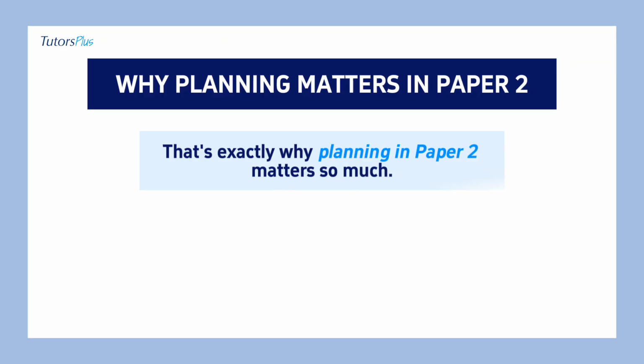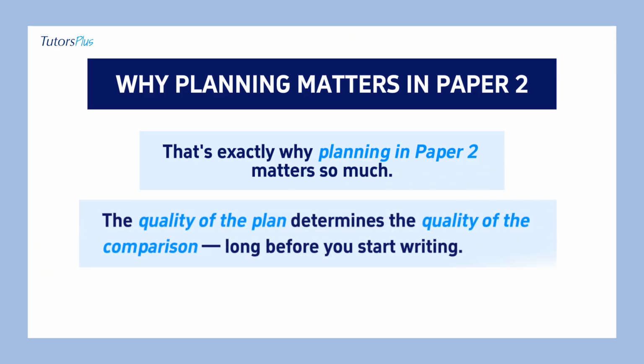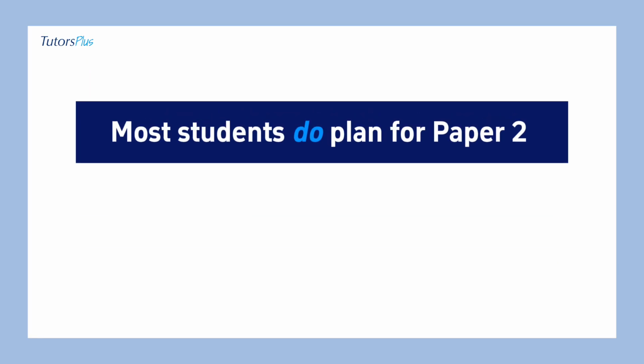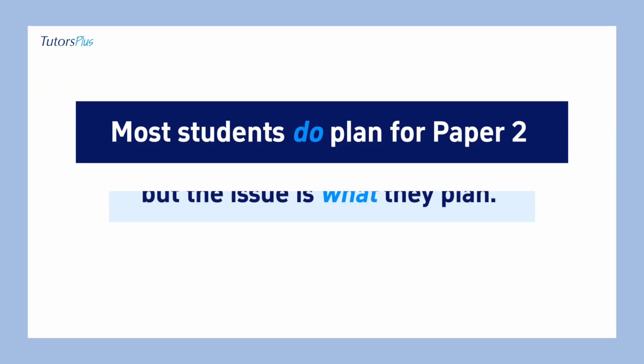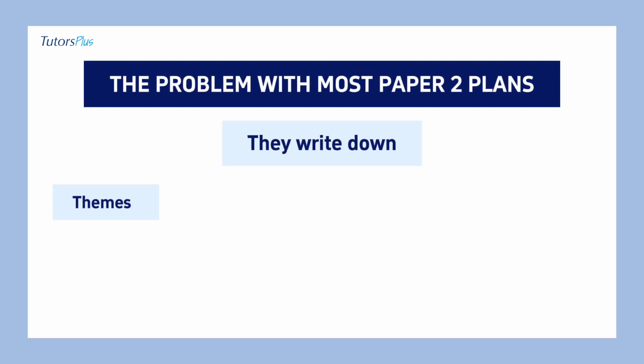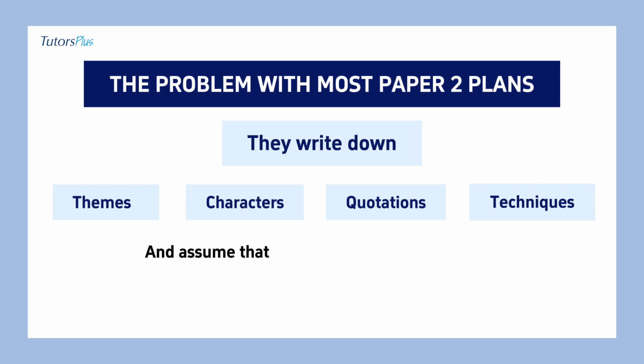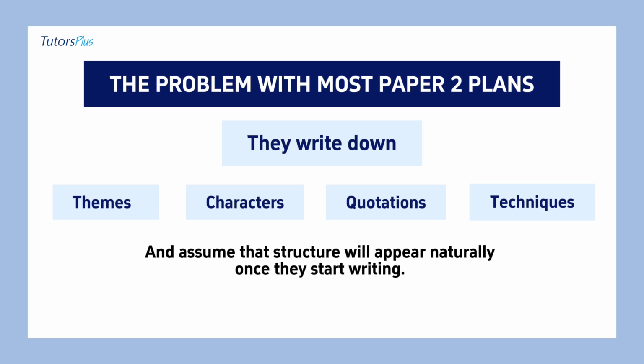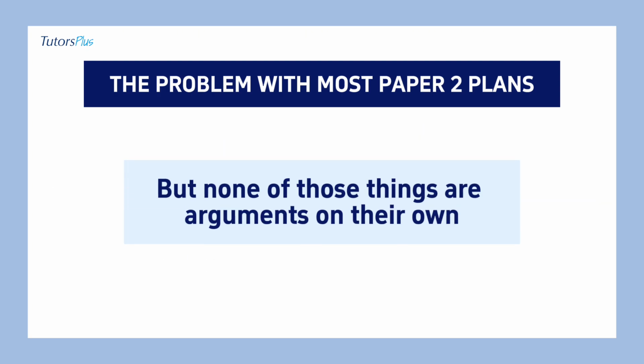And that's exactly why planning in Paper 2 matters. The quality of the plan determines the quality of the comparison long before you start writing. And many students do plan for Paper 2, but the issue is what they plan. They write down themes, characters, quotations, or techniques, and then assume that the structure will appear naturally once they start writing. But none of these are arguments on their own.